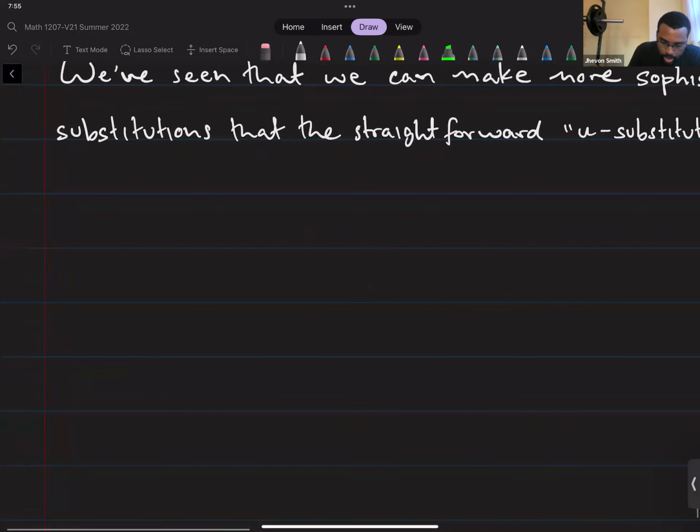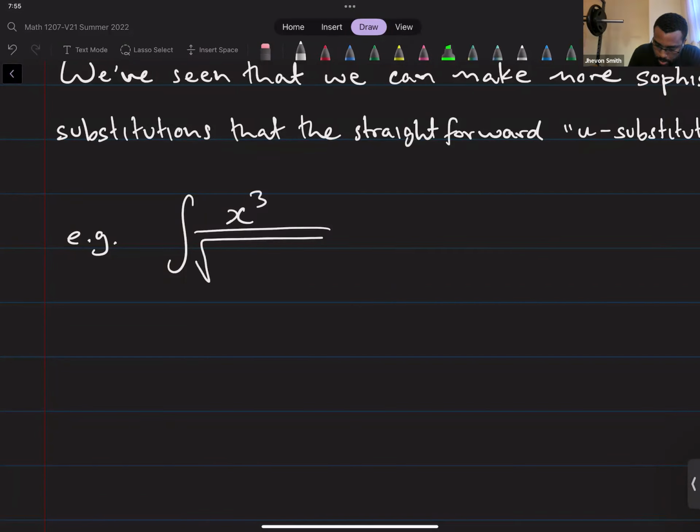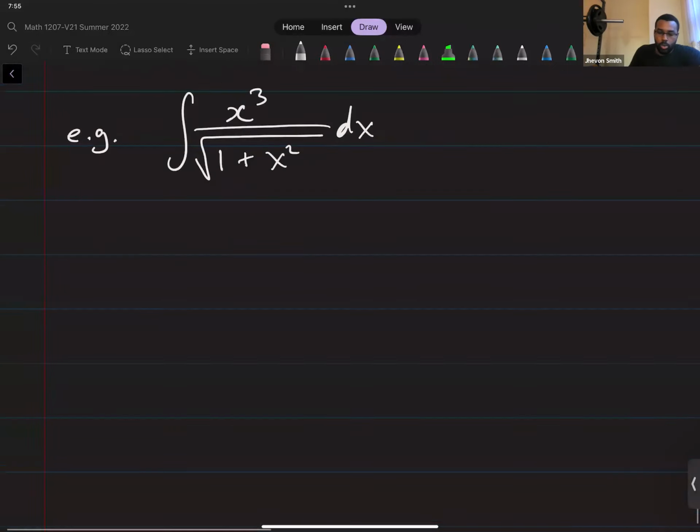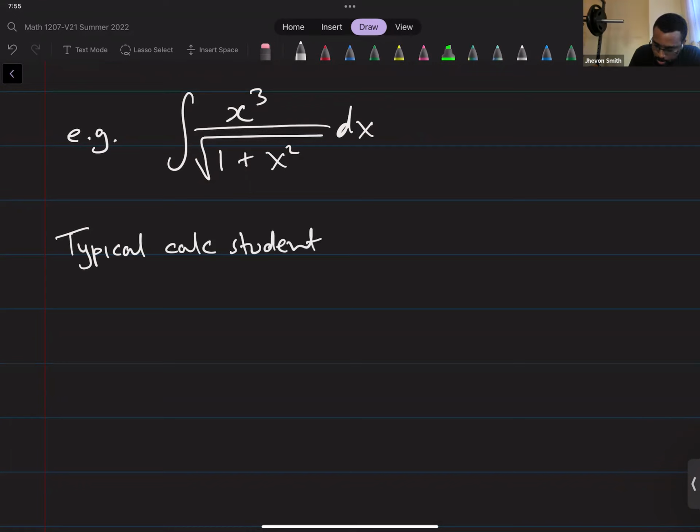So here's an example. Let's say I wanted to do this integral. Okay, so that's my integral. Now here's the typical Calc student approach. You go in and ask, okay, is this a basic rule? Nah. Can I simplify it to be a basic rule? Would that radical in the denominator? Probably not. Can a substitution work?